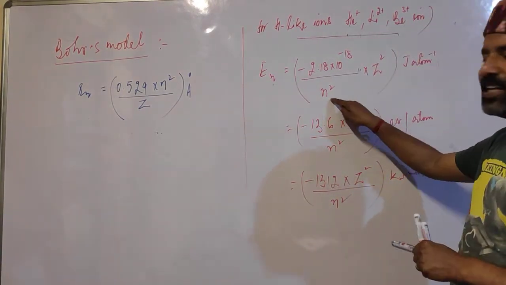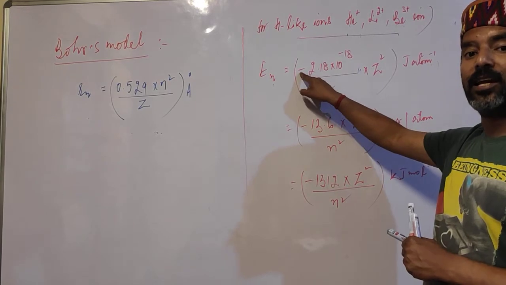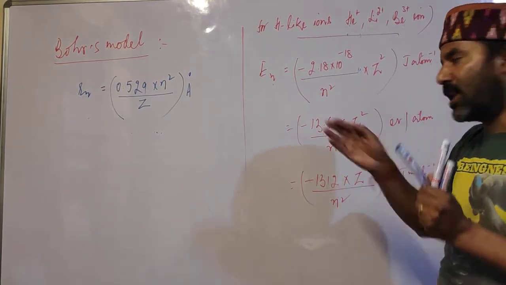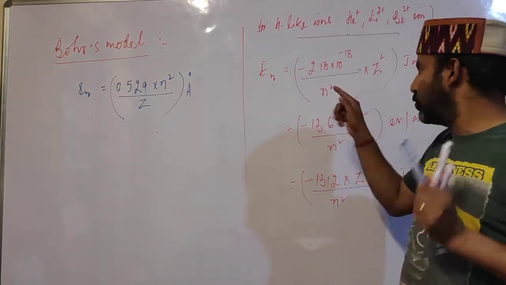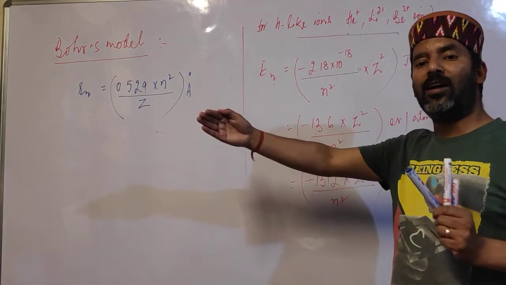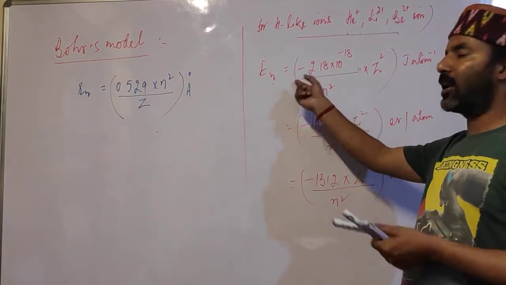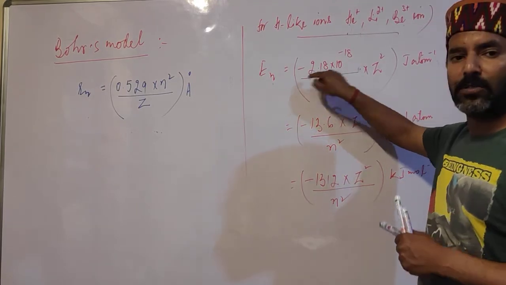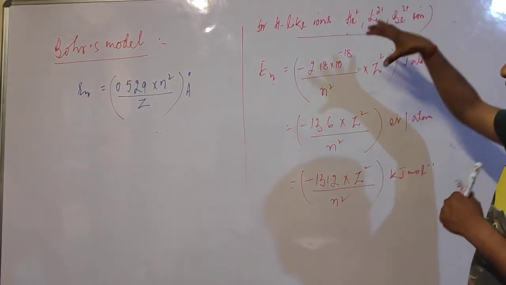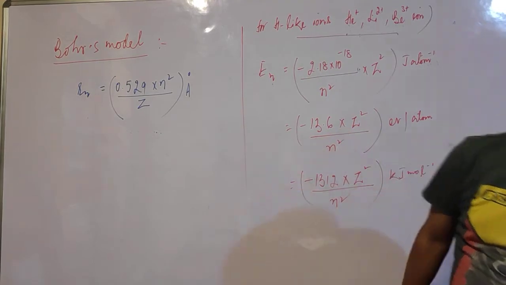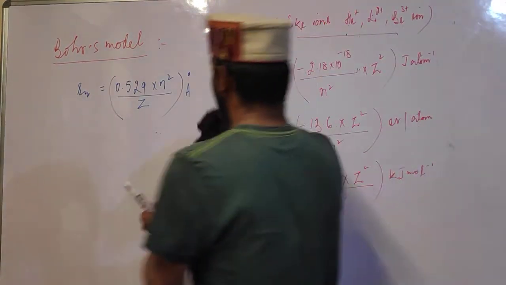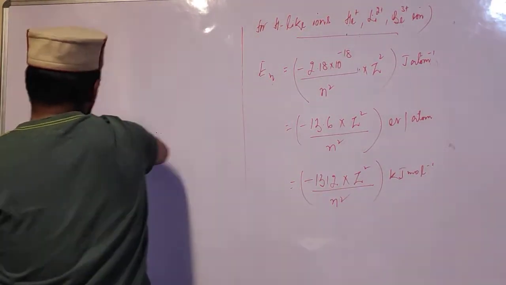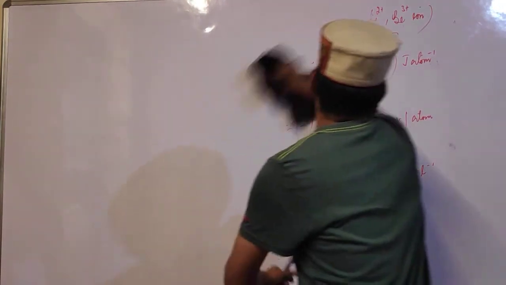But as n increases, energy becomes less negative, which means जैसे जैसे n बढ़ेगा इलेक्ट्रॉन और न्यूक्लियस के बीच में डिस्टेंस ज्यादा होगा, सो इंटरैक्शन कम होगी, अट्रैक्टिव फोर्सेस कम होने से एनर्जी रिलीज भी कम होगा, सो एनर्जी बिकम्स लेस नेगेटिव. So students, this was the first postulate of Bohr's model. Now, what is the second assumption or second postulate of Bohr's model?